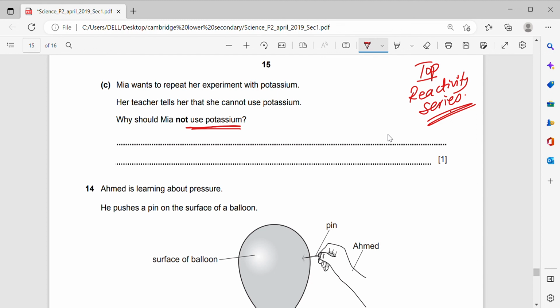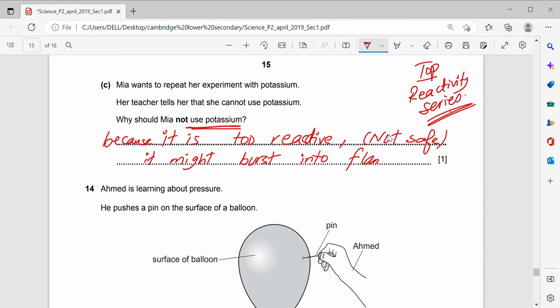يبقى she cannot use potassium because it is too reactive. Okay? In other words, not safe to use because it might burst into flames. Okay?